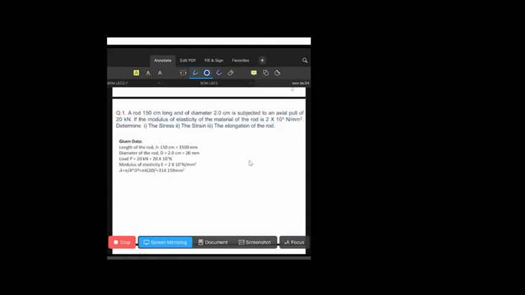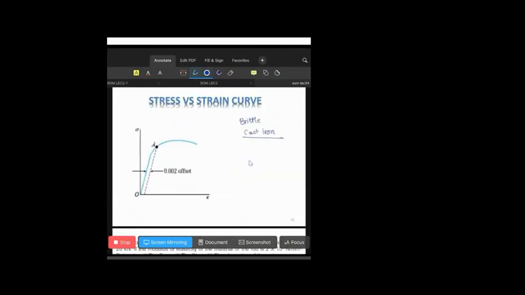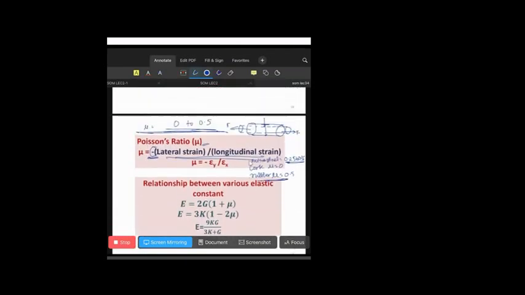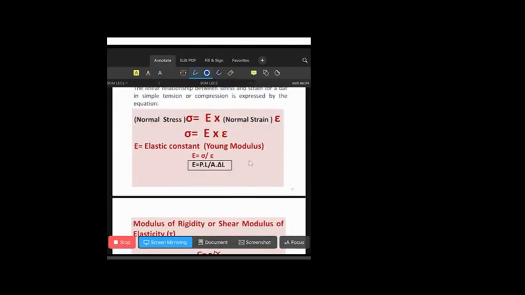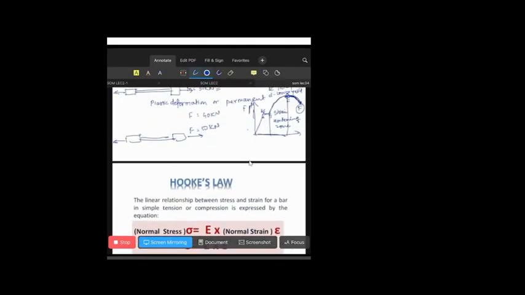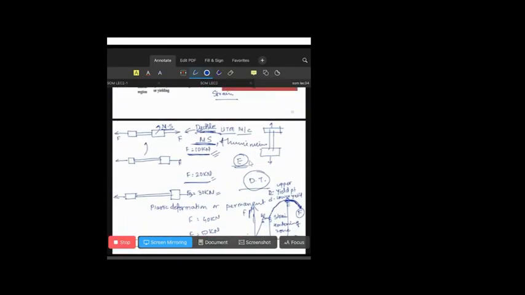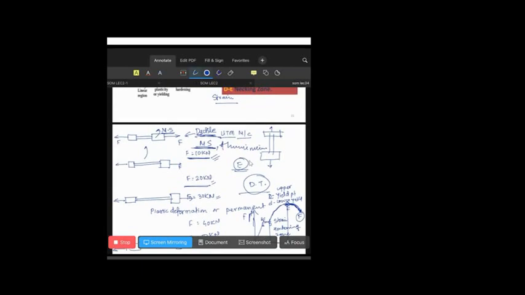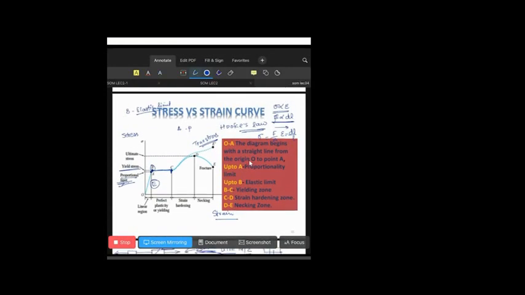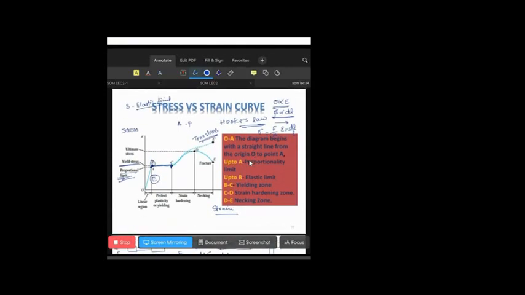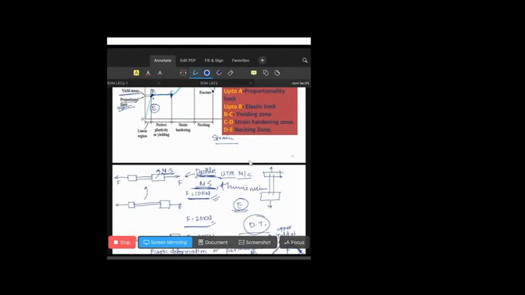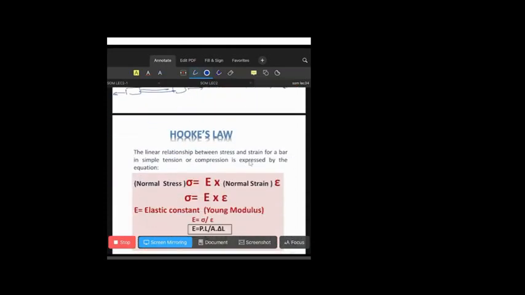One more concept I would like to let you know. Please try to understand the difference between mild steel, or any ductile material, and brittle material. That we will cover later whenever there will be a factor of safety. Let's go for the numerical first of all.